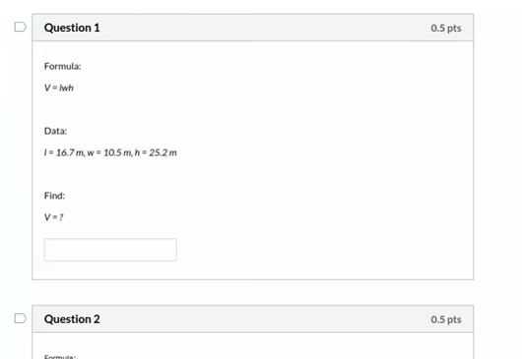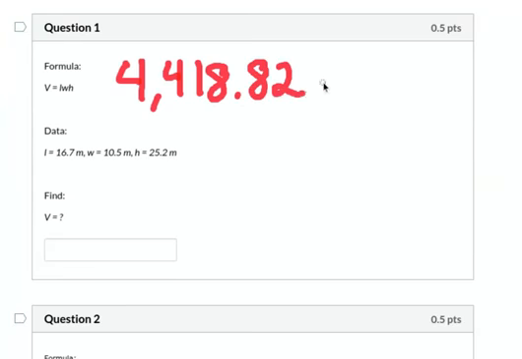Here we've got a simple equation, volume equals length times width times height. We're given the length, the width, and the height. So all we have to do is multiply those things together. Now, if you do that, I'm just going to do that over in Google on the other window here. You will get a number that is 4,418.82. Let's just write it down. And if you type that in, you will be marked wrong.